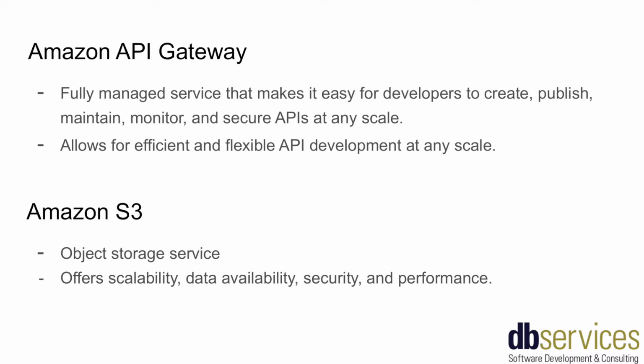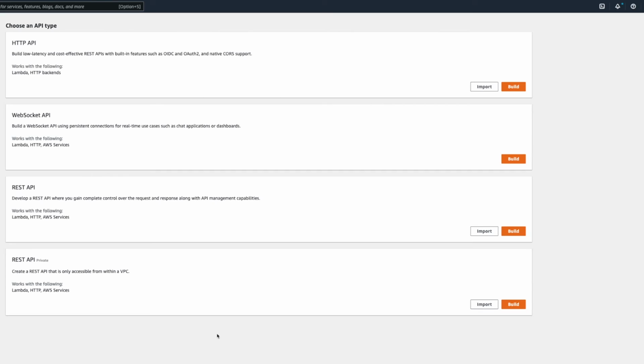API Gateway is a service that makes it easy for developers to create, publish, maintain, monitor, and secure APIs for their serverless applications. It allows for efficient and flexible API development at any scale. As you see here, when you go to create an API using API Gateway, you get multiple options for the type of API you want to create.